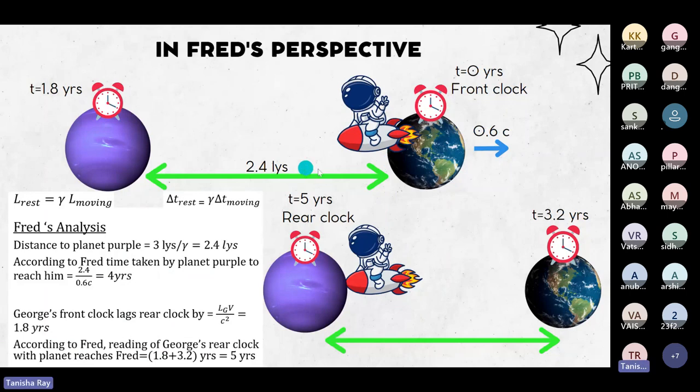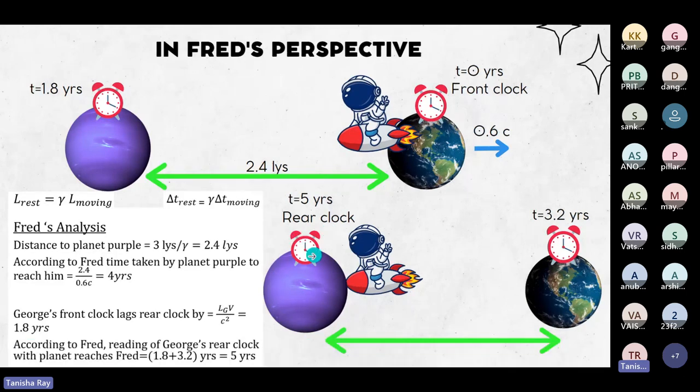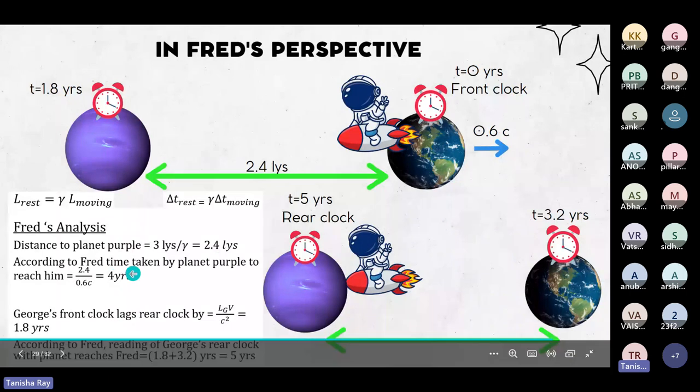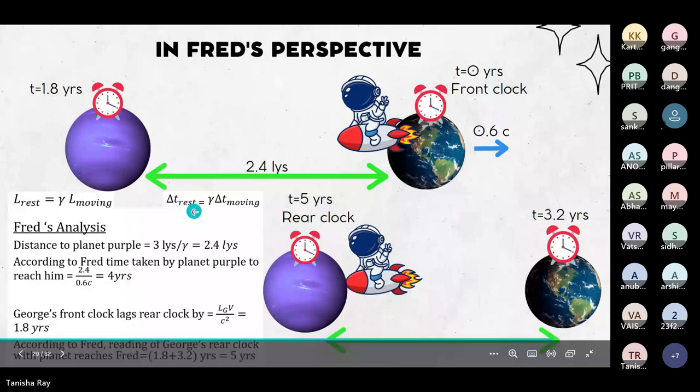But remember, we are making the measurements, I mean, we are at least looking into the measurements that are made by George. So we have to convert this to the equivalent of George's frame. For that, Fred will say, hey, listen to me. I am the one who is at rest, and you are the one who is moving. So my 4 years will be perceived by you as gamma times less than this 4 years, and that will come out to be 3.2 years. So for you, this period of time is 3.2 years.